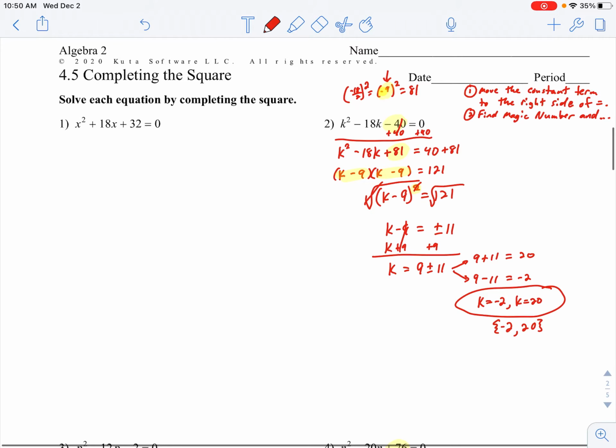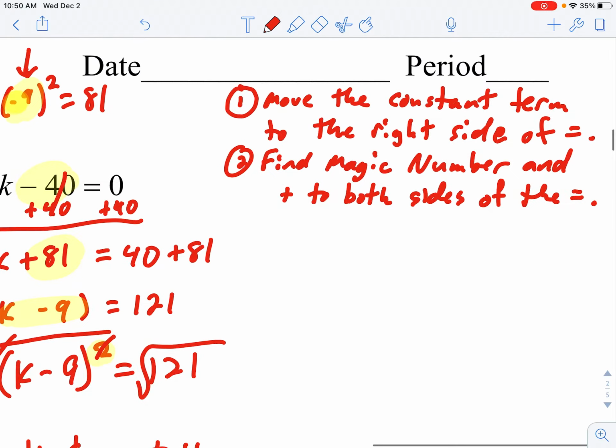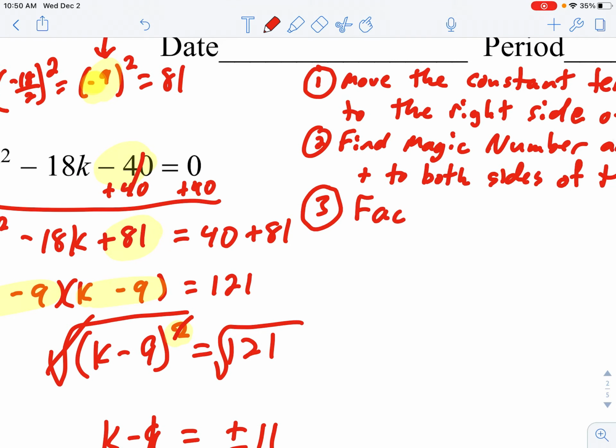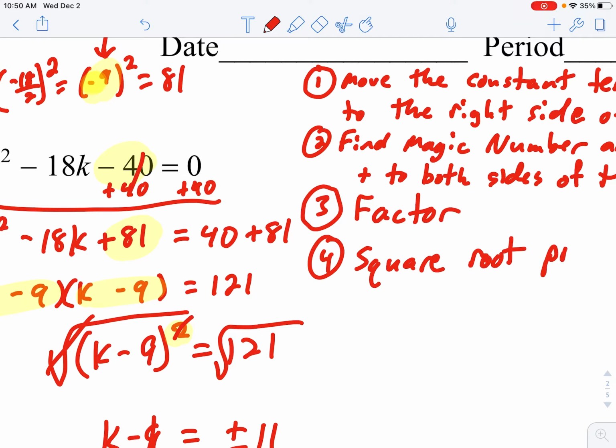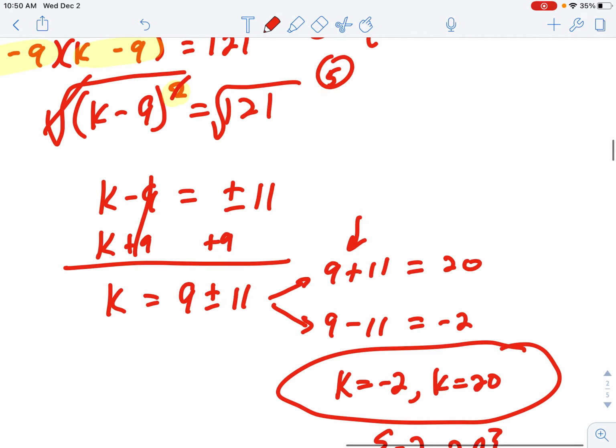Okay, so, oh, find the magic number and dot dot dot. I never did finish that thought. And add it to both sides of the equal sign. Now, I suppose I should keep going with this idea. The third step we did in this process was factor. The fourth thing we did was square root property. And then the fifth thing we did at the end was just to simplify it.